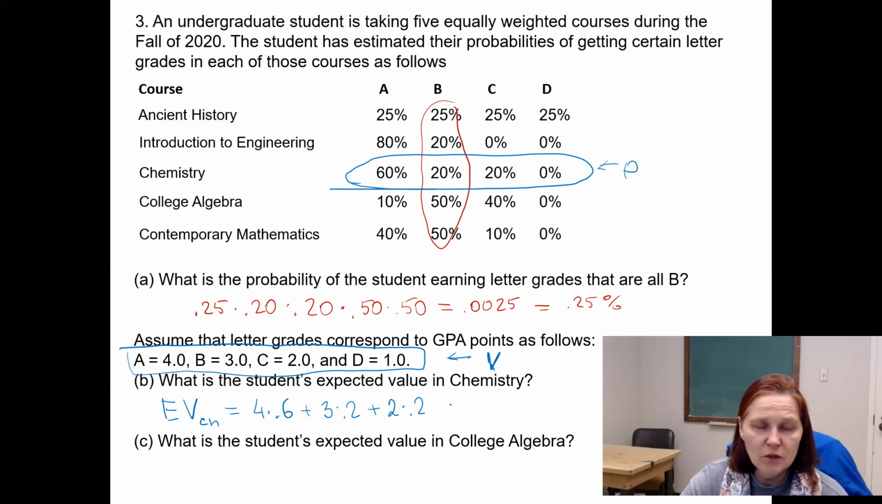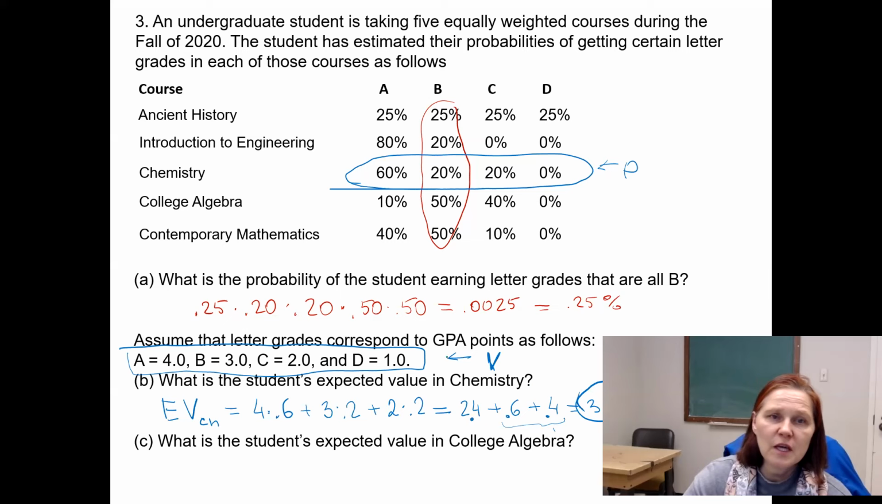Probability of D is 0. And then we calculate the sum. So 4 times 0.6 will be 4 times 6, 24, and the decimal point moves to the left. 2 times 3 is 6, and the decimal point is placed one to the left. 2 times 2 is 4, and the decimal point is placed one to the left. So 0.6 plus 0.4 is 1. 1 plus 2.4 is 3.4. So the expected value in chemistry is 3.4.